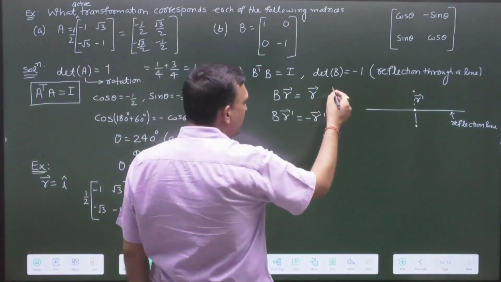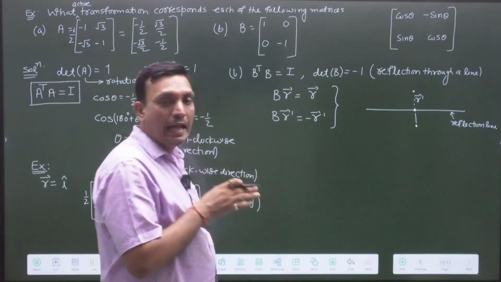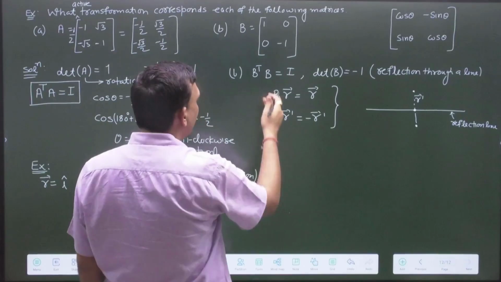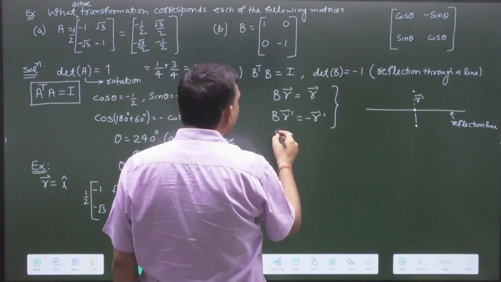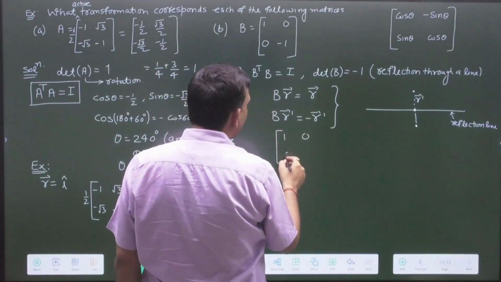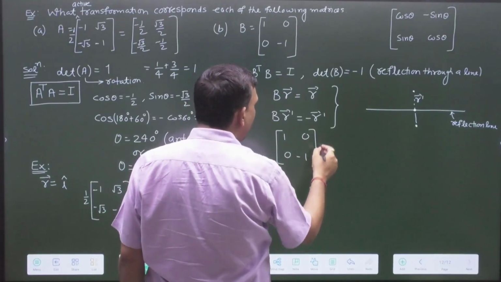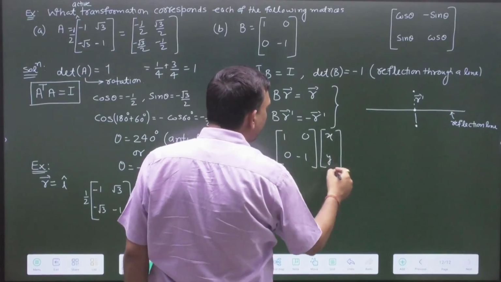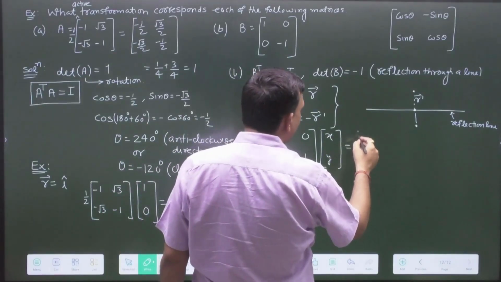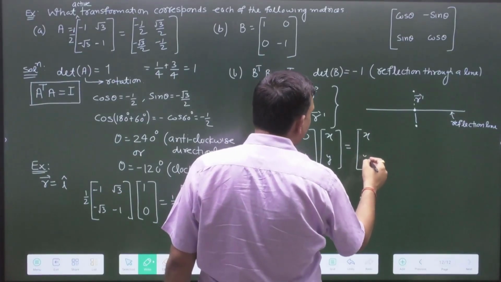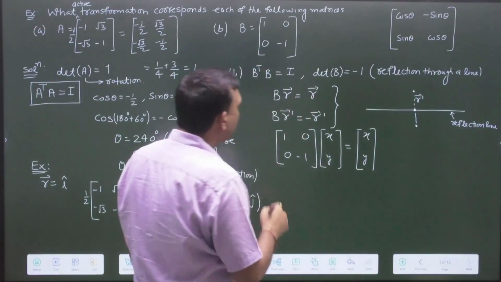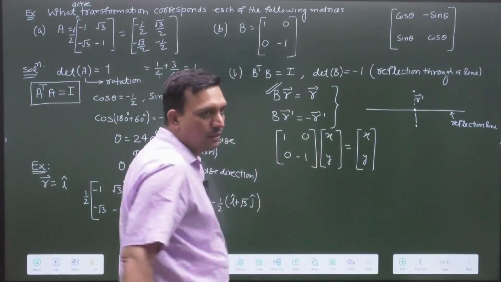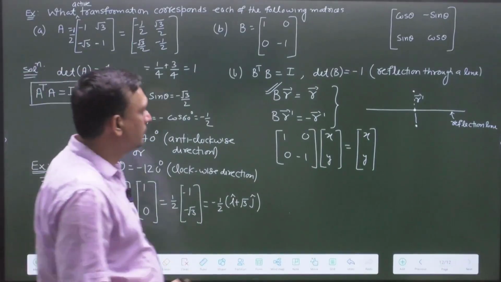So using this concept, we can find the line of reflection. Sometimes they may ask you what will be the line of reflection. So what you have to do, let's operate this matrix 1, 0, 0, minus 1. I am assuming the line of reflection is XY. So satisfy this condition, B R is equal to R. Then this will be a reflection, that will give you the reflection line.